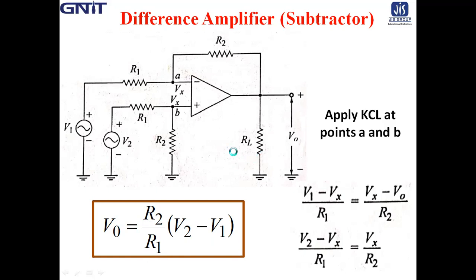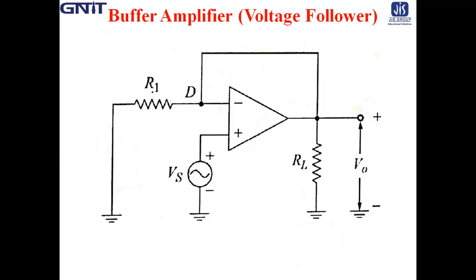So that is why it is called a subtractor circuit or differential amplifier, because it amplifies the difference of the two input signals. Next we want to discuss another circuit which is called a buffer amplifier or voltage follower circuit.